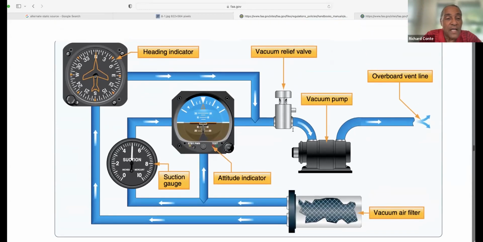There you go. This represents the heading indicator and the attitude indicator. You have the suction gauge on the left. Here you have the vacuum pump, with two lines on it. One on the right says vent overboard. The arrows indicate it's sucking air. It's hooked up to the attitude indicator and the heading indicator. And you have that suction gauge, right now at 5, that tells you how strong the vacuum pump is.